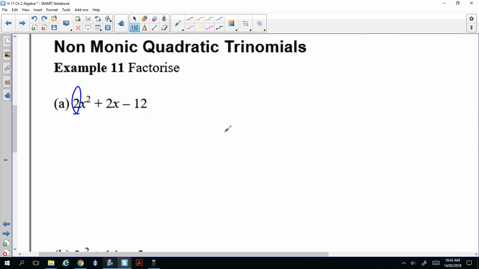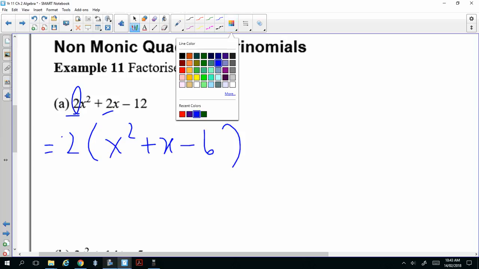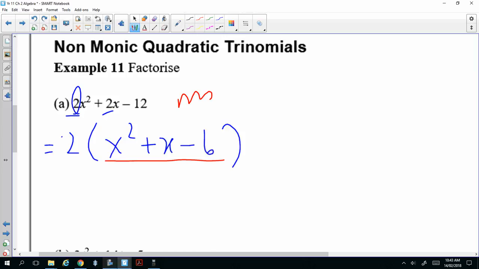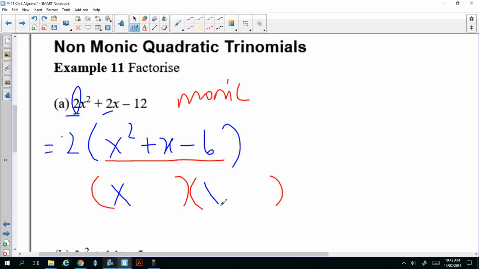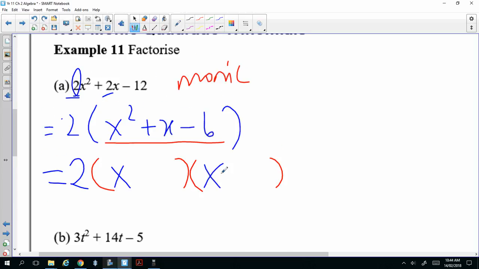Now for the first one, because 2 is common, I could just take it out. So it becomes x squared plus x minus 6, which means that I don't have to use any special method because this is now just monic. This is monic. So I could just write x in each bracket, right? So you can take out common factor and make it into a monic, and that will be no problem.